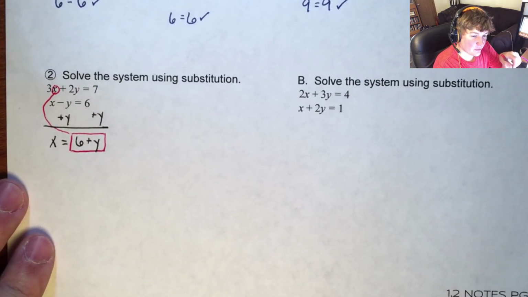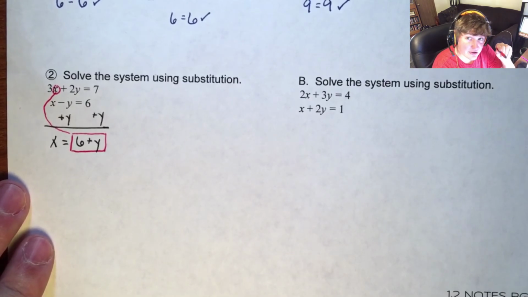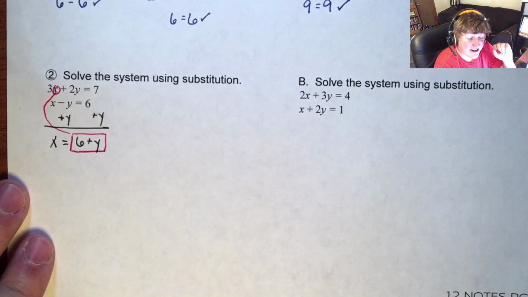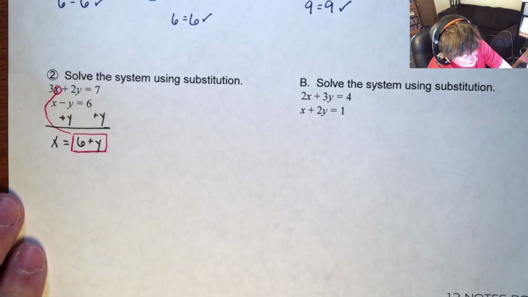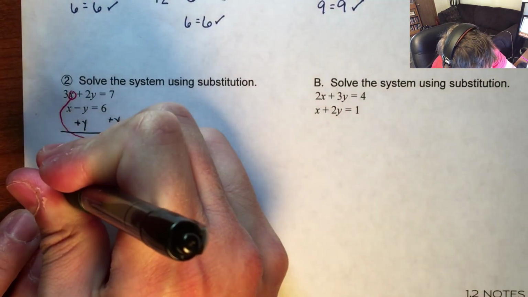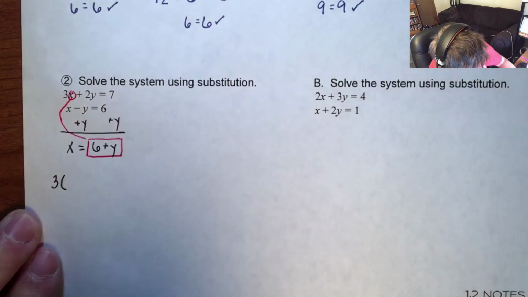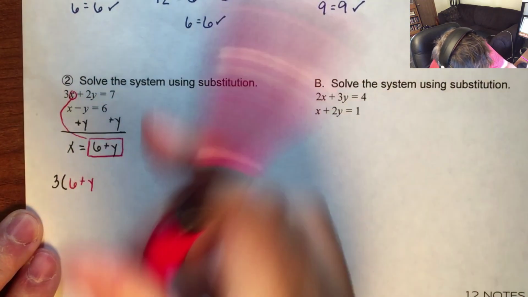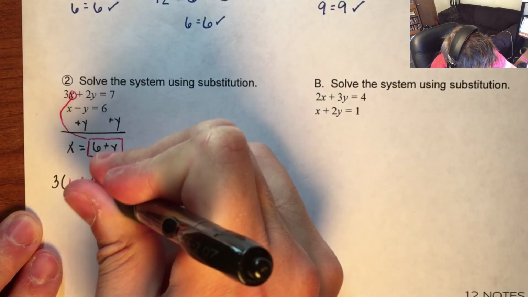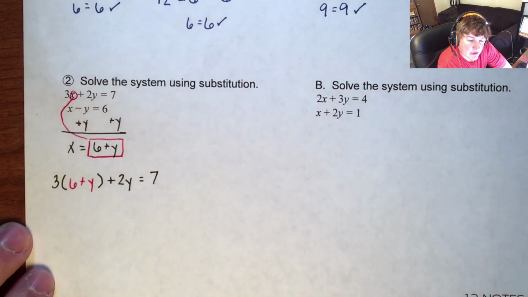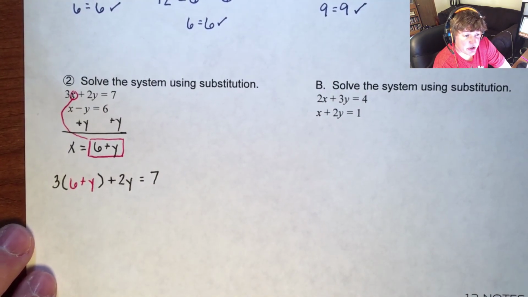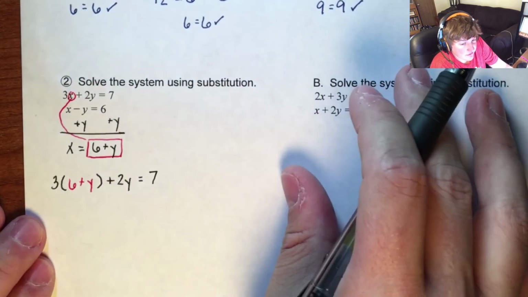Okay, notice that when I drew my little line with the little circle, that little circle is only covering up the x. And that, in fact, it's not covering up the 3x, it's covering up just the x. And that's because I'm not substituting out the 3x, I'm substituting out the x. So that's very important and something that you're going to need to pay attention to. So let's see what that looks like. So I have 3 times x, and x is 6 plus y. Okay. So that's my substitution, right? I got my variable by itself, and now I've substituted.